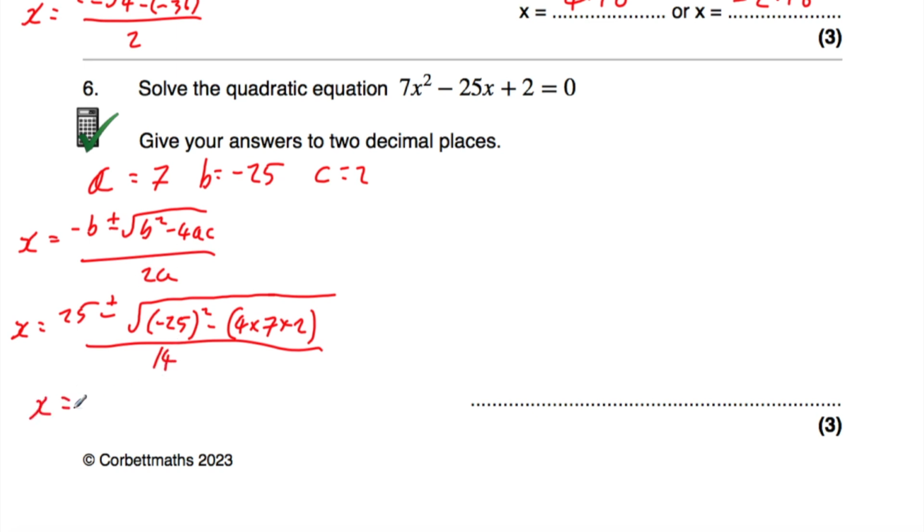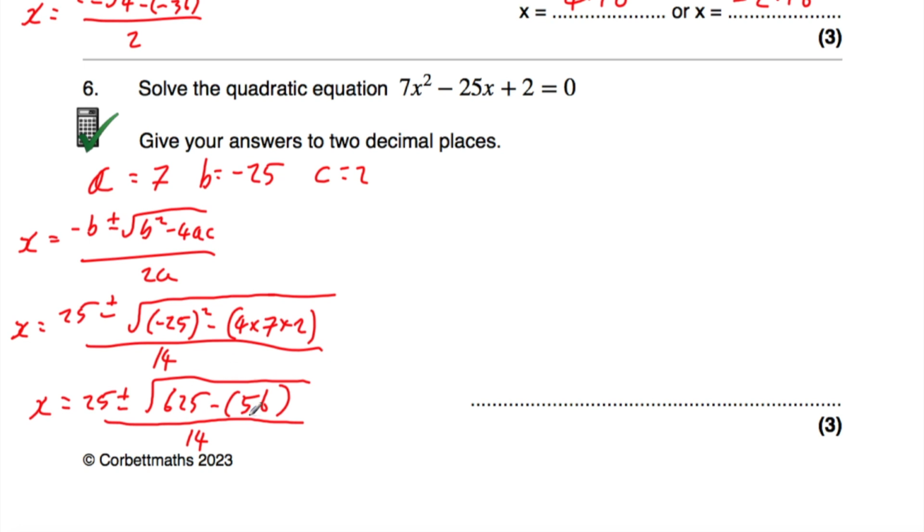So we've got x is equal to 25 plus or minus, and let's simplify what's under our square root sign. So we've got negative 25 squared, and a negative times a negative is a positive, and 25 times 25 is 625. Subtract, and then in brackets we've got 4 times 7 times 2. 4 times 7 is 28, times 2 would be 56. And then close brackets, and that's all divided by 2a, which is 14.